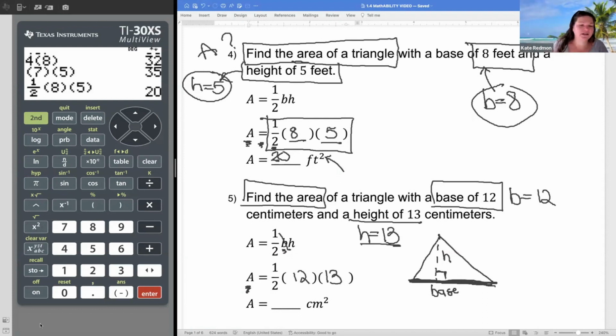And now we can type the entire thing into our calculator. 1/2, arrow out of the fraction, times 12, times 13. And I get 78 square centimeters.